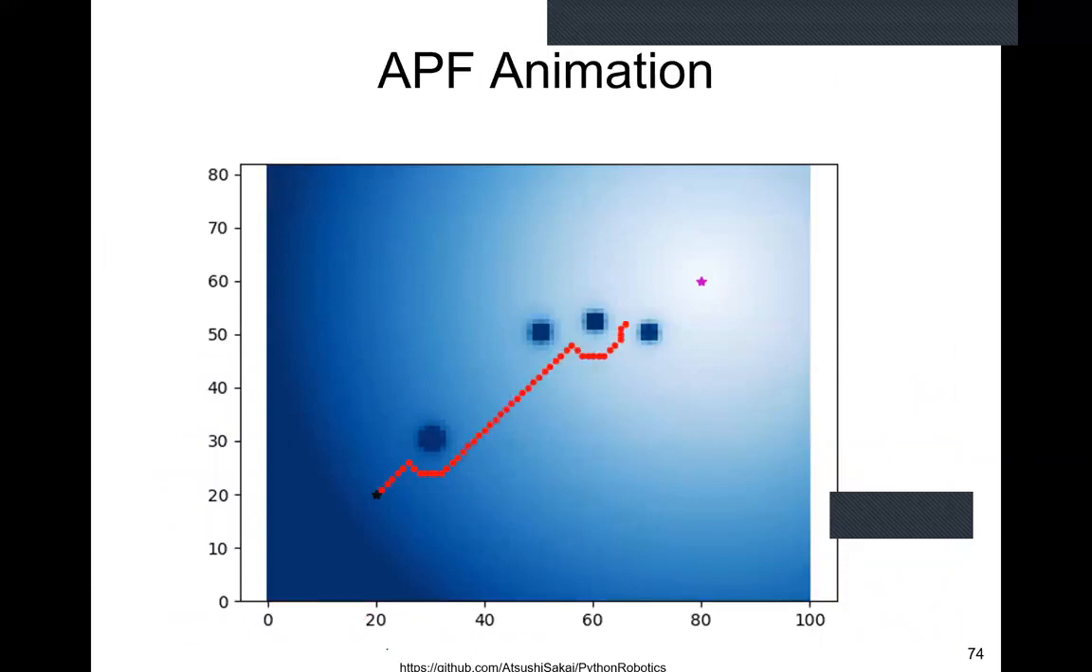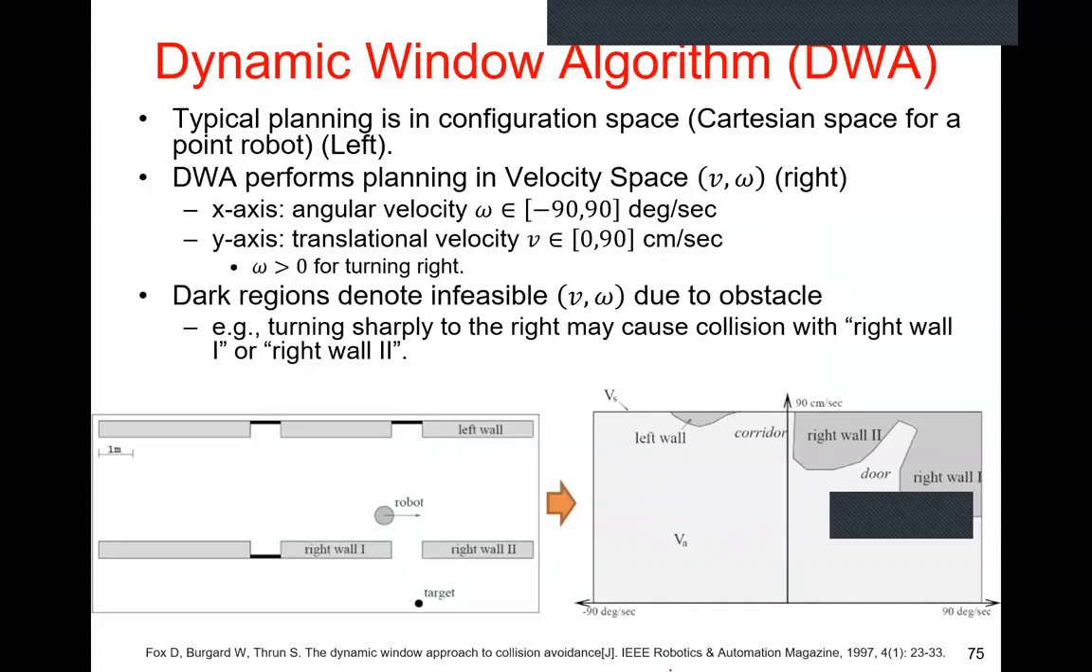And this website is very good. It has maybe 100 implementations of various algorithms for robotics. And then the dynamic window algorithm is a widely used approach for trajectory planning for autonomous vehicles.